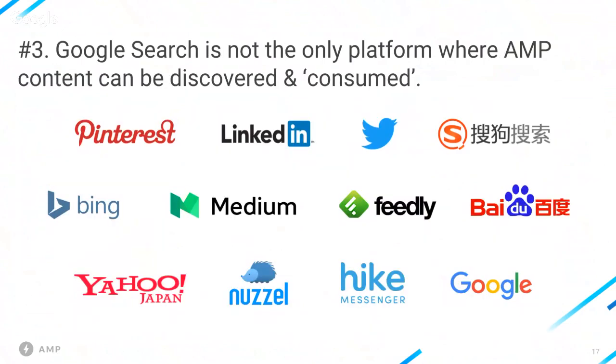Some of you also ask if AMP pages can be consumed outside Google search. The answer is yes. Today, your AMP pages can be discovered and consumed in Pinterest, LinkedIn, Twitter, Medium, and the list has been growing rapidly. In fact, just last year, Sogou, Baidu, and Yahoo Japan decided to link AMP pages to their search results.